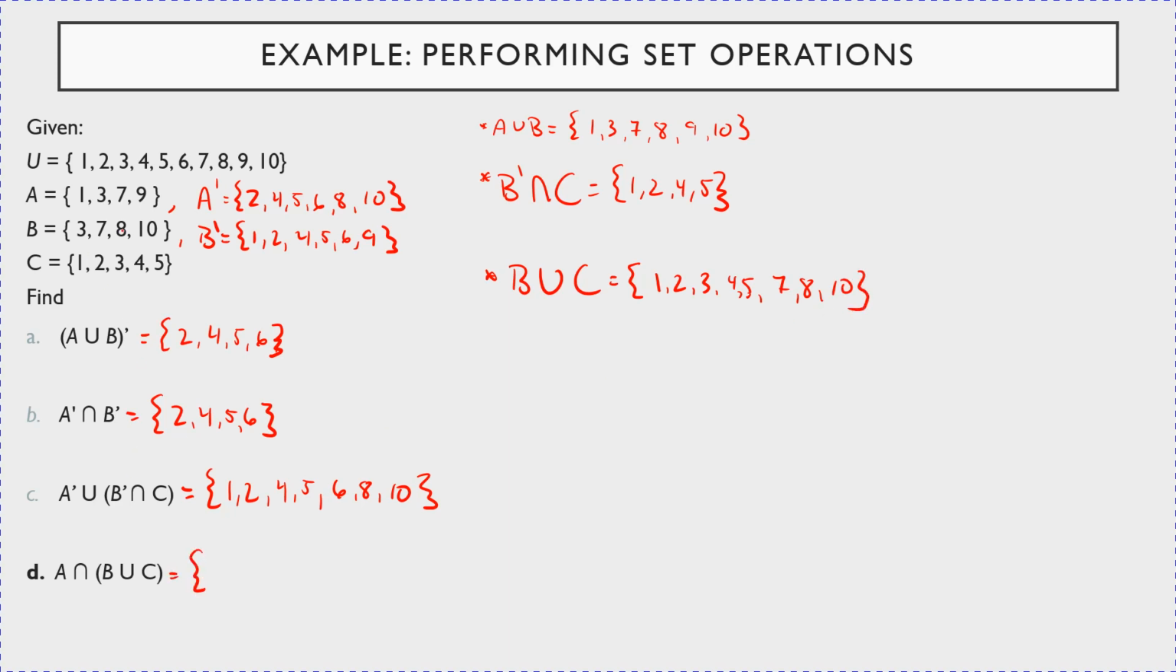And then I'd intersect that with A. What do they have in common? It looks like they have a 1, 3, and 7 in common, not a 9. So just a 1, 3, and a 7. Again, here what you're doing is going step by step. You're figuring out what's inside parentheses first, and then you're finding the other set operation here.